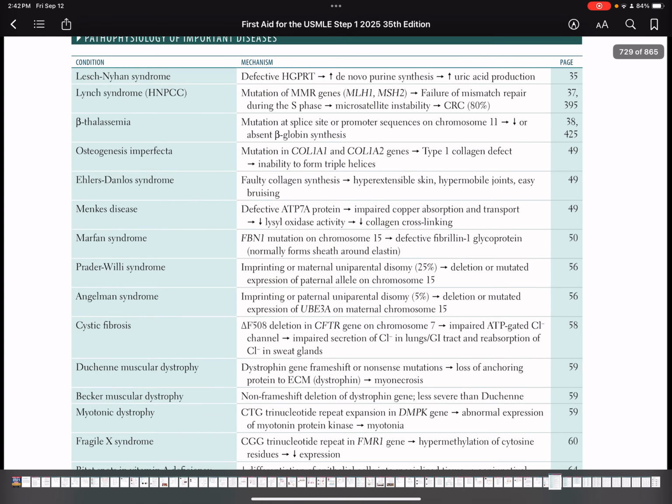Condition: Lesch-Nyhan syndrome. Defect in HGPRT increases de novo purine synthesis and increases uric acid production.